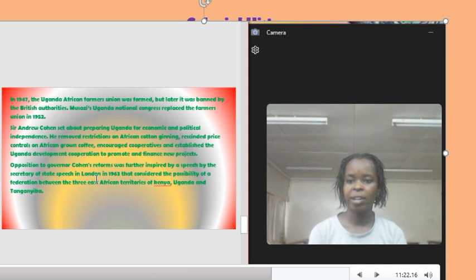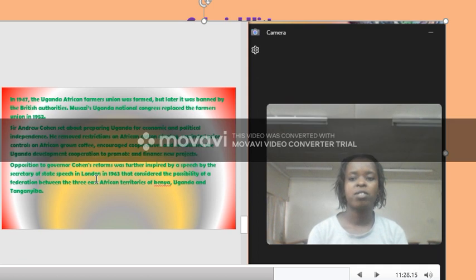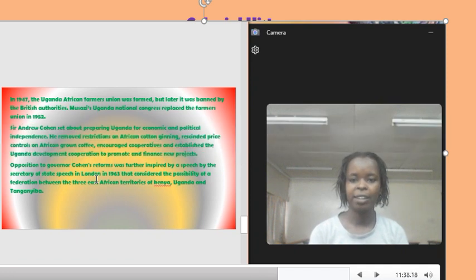Opposition to Cohen's reforms was further inspired by a speech by the Secretary of State in London in 1953, that considered the possibility of a federation between the three African territories of Kenya, Uganda, and Tanganyika.